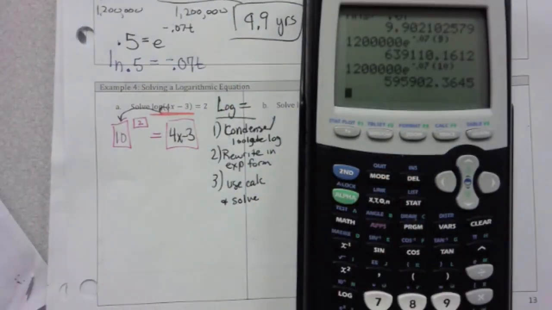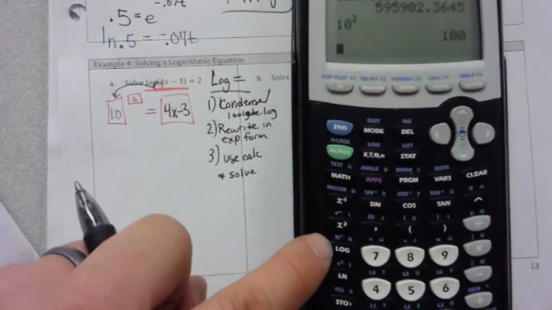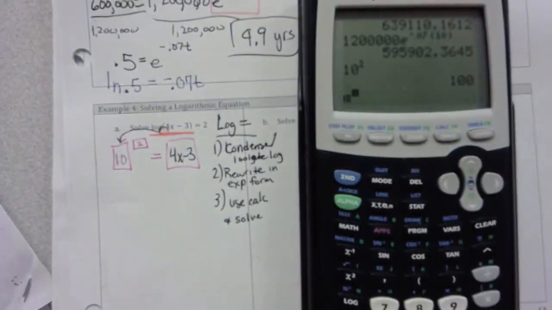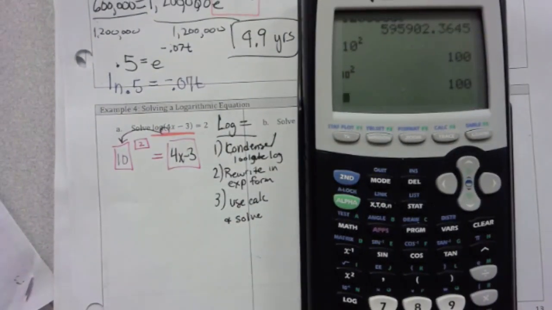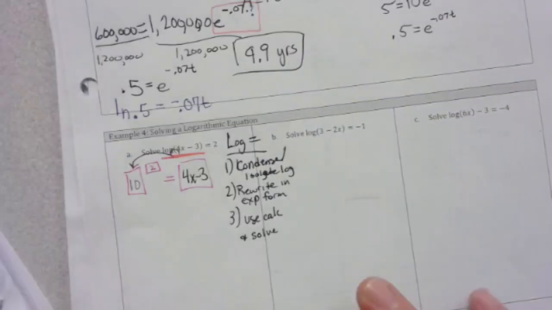Hey, Mitchell, what's up? So is the base always going to be 10 unless there's a number there? Always. And if it's a natural log, it wouldn't be 10. It would be e, right? But yes, good question.